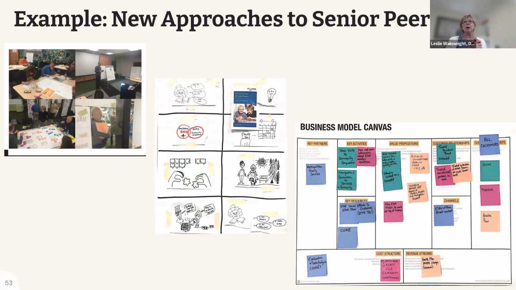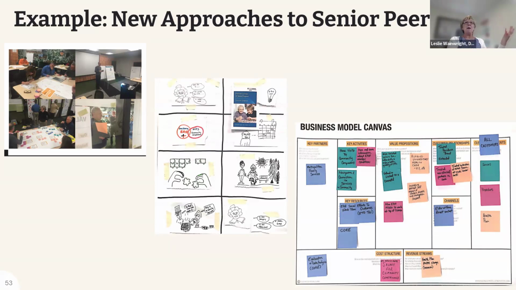And so the team was working on what was the health system's role to play in building a senior peer network. The big idea that they came up with was like an Angie's List for elders. And they got behind it. They could think of all the ways. They had their business model canvas. They understood the customers, the value proposition.